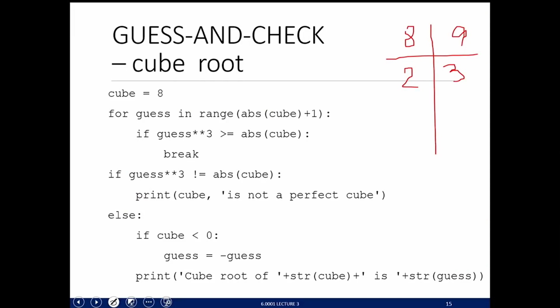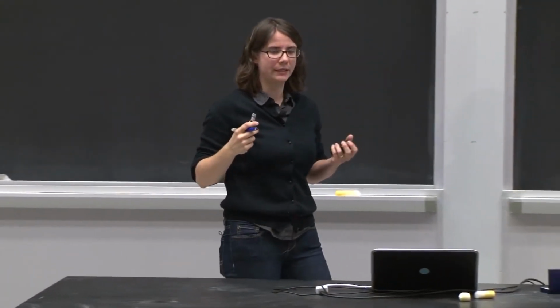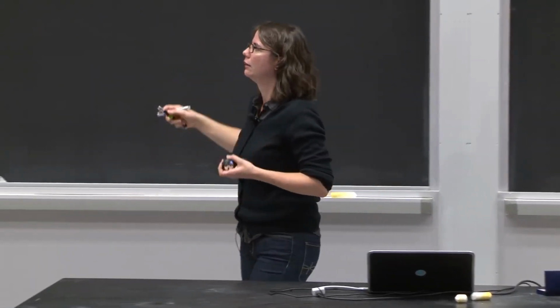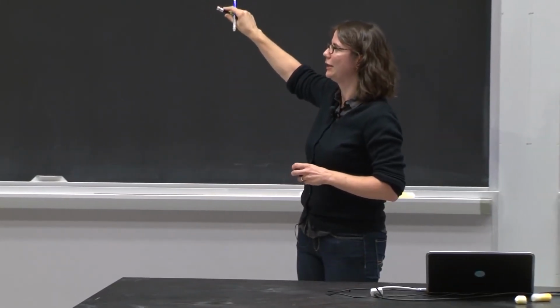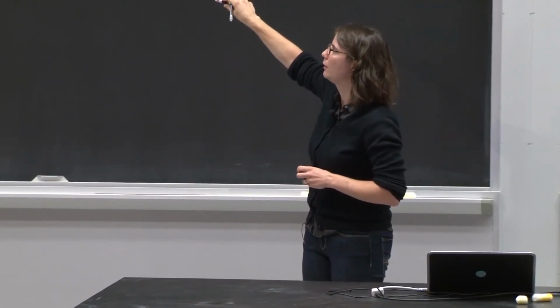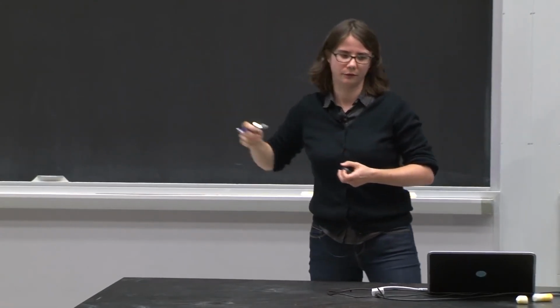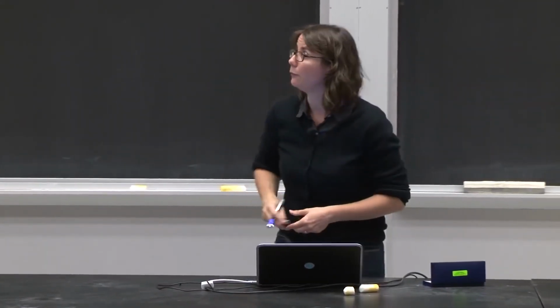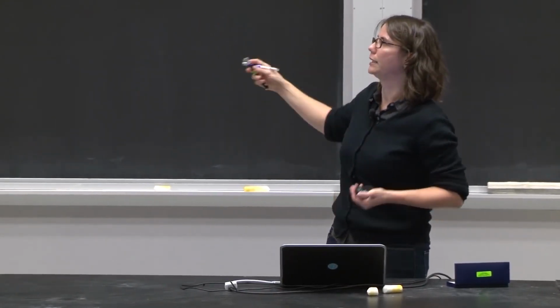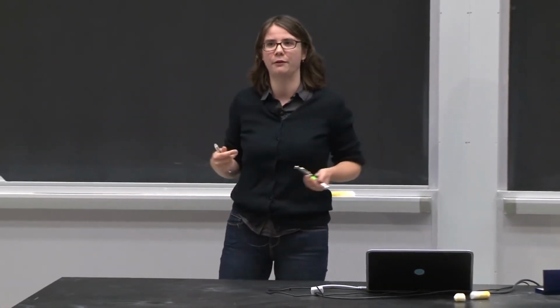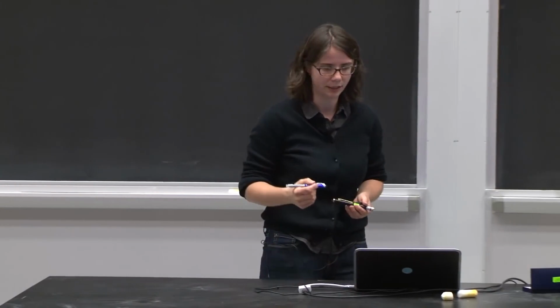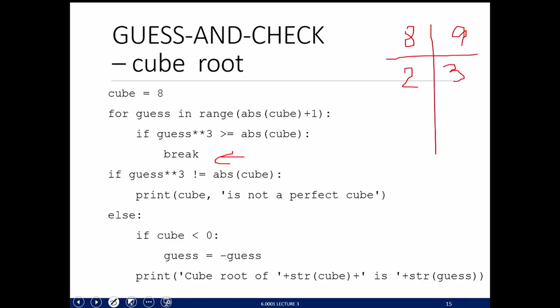So this code tells us once we've picked a number that's beyond the reasonable number for the cube root of our cube, then we should stop. Because again, it doesn't make sense to keep searching. Because if 3 to the power of 3 is already greater than 9, 4 to the power of 3 is also going to be greater than 9, and so on. Okay? So once we break here, we either have guess being 2 or guess being 3, depending on what cube we're trying to find.